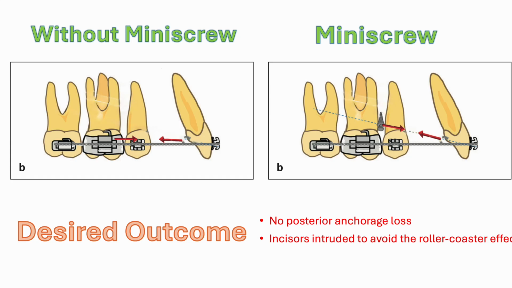Many clinicians assume that because they are pulling from the miniscrew to the anterior segment, the posterior teeth will remain stationary for maximum anchorage, and the vertical force component will intrude the incisors, helping to prevent the roller coaster effect. But is this what actually happens?